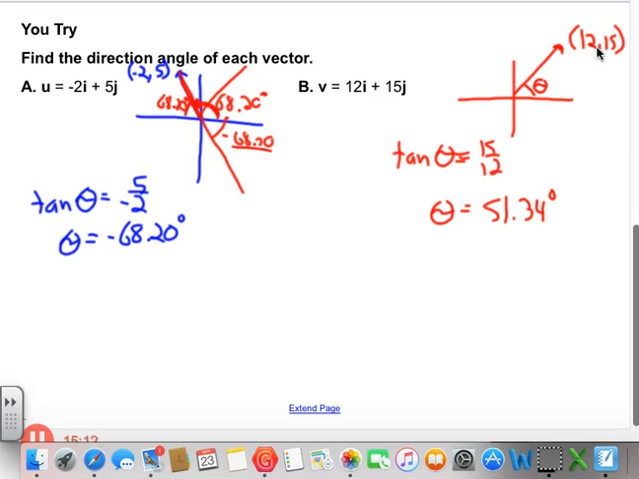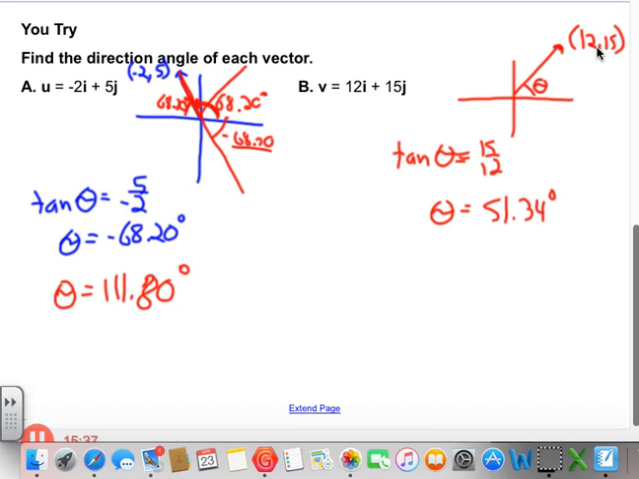So now what we got to do is subtract from 180, because all the way from the positive x-axis around to the negative x-axis is 180 degrees. So you just do 180 minus the 68.2. And so our answer is 111.80 degrees when we round it off. So that angle to get to that vector is 111.8 degrees.